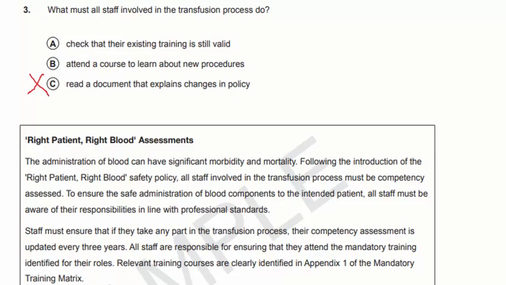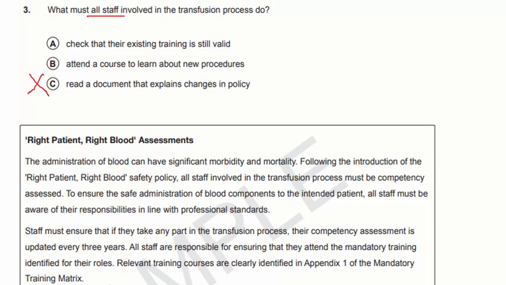Now we can see the importance of understanding the whole thing, the gist or the main point of the whole text. As we can see here, the question contains the word all staff. So, as we can understand from the text, the right answer is that they have to check their existing training is still valid.